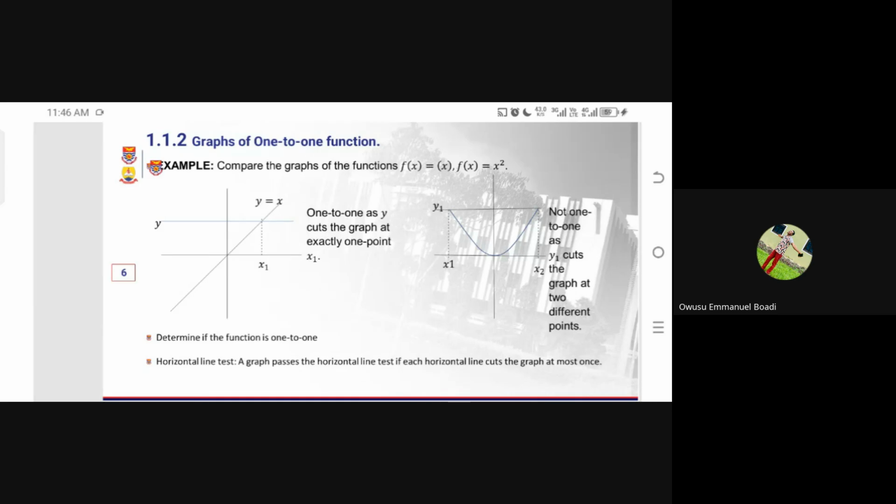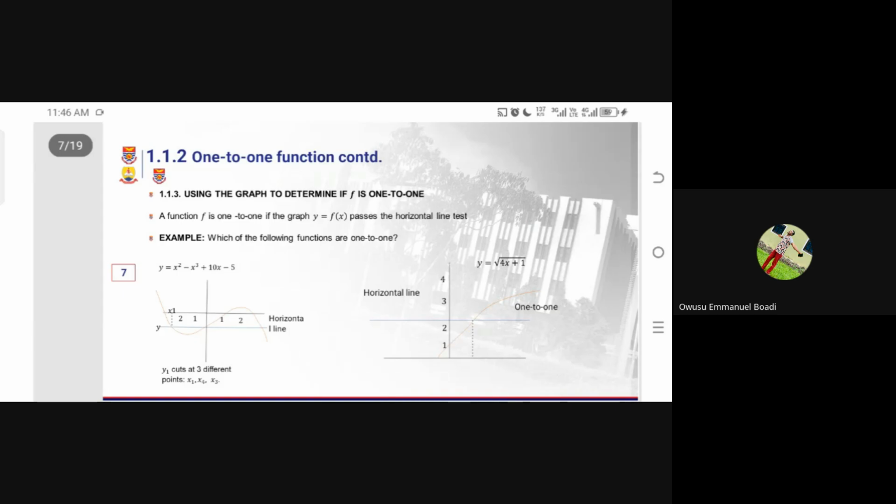So horizontal line test: a graph passes the horizontal line test if each horizontal line cuts the graph at most once. So that is about the horizontal line test. These are some examples to determine if f is one-to-one using the graphical method. A function f is one-to-one if the graph y is equal to f of x passes the horizontal line test.